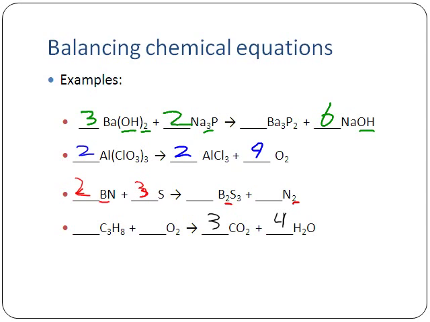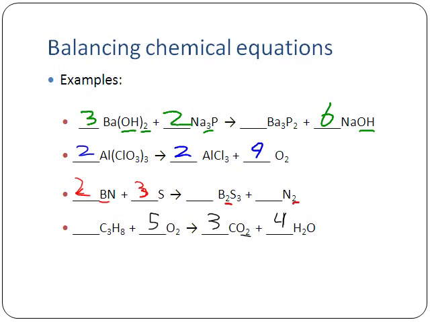Now oxygens, we have 2 on the left. Now on the right, we have oxygens in 2 different locations. We have O2 times 3 over here gives us 6, plus 4 times O gives us 4. So that's 6 plus 4 gives us 10. So 10 oxygens on the right, which means we need 10 on the left. And so we put a 5 out front here.